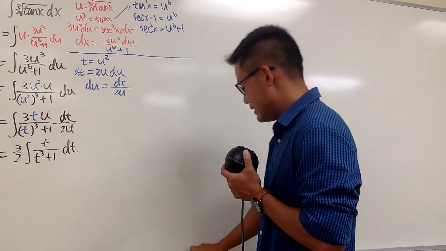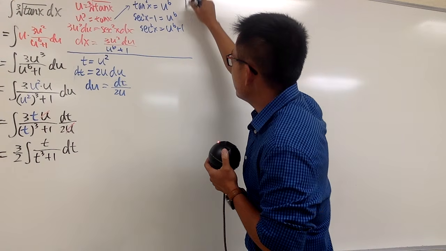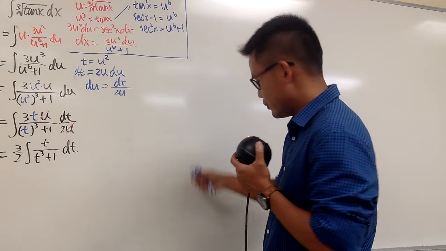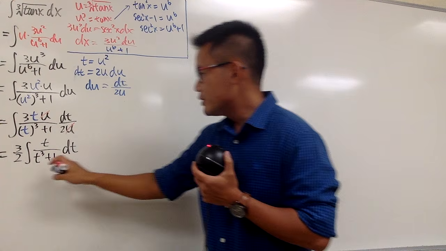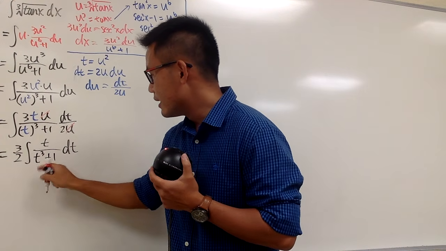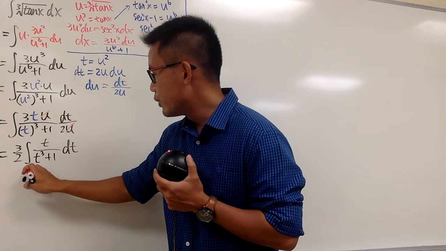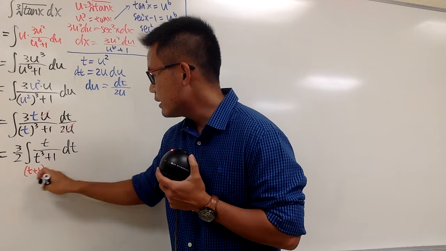I will close this now, right here, and here is the time to do partial fraction. And let me just show you guys how to factor this real quick. This right here is the sum of 2 cubes, and you will get t plus 1, right?